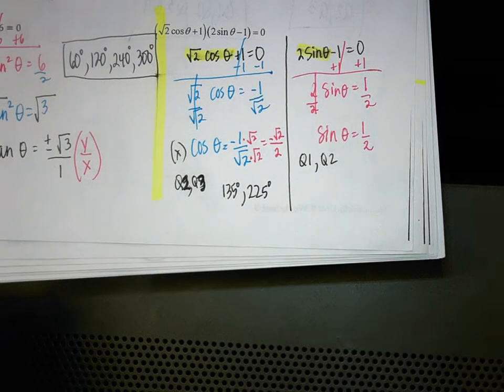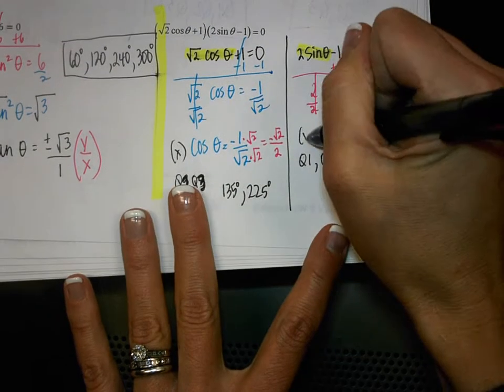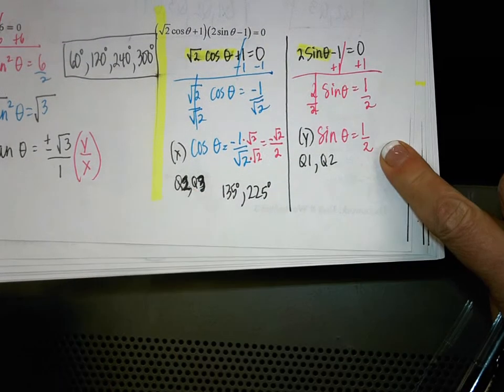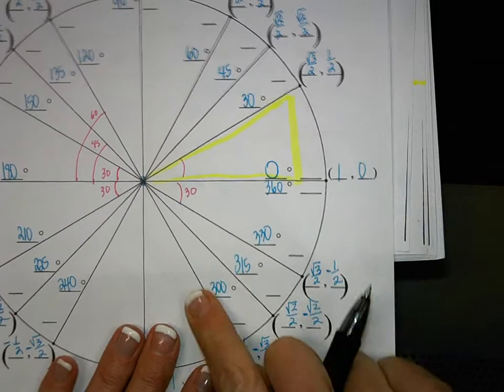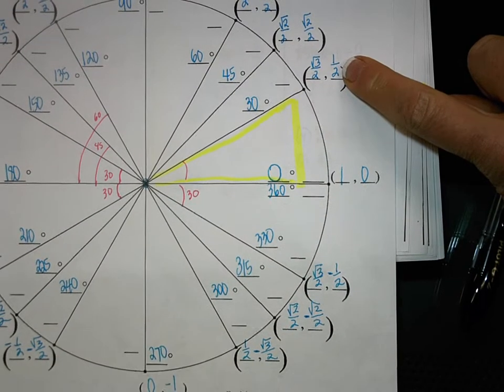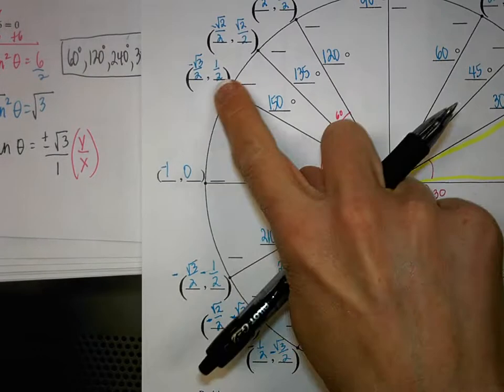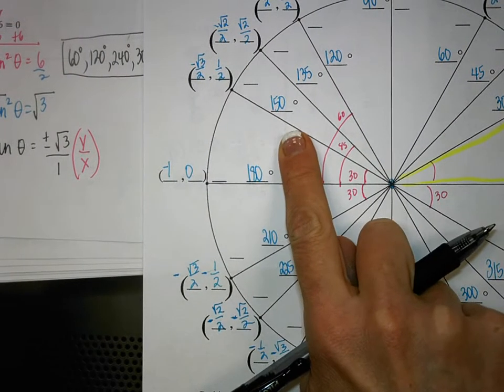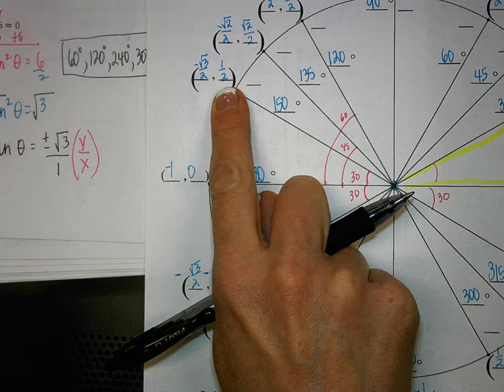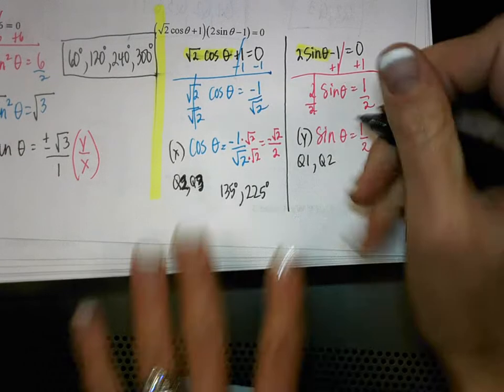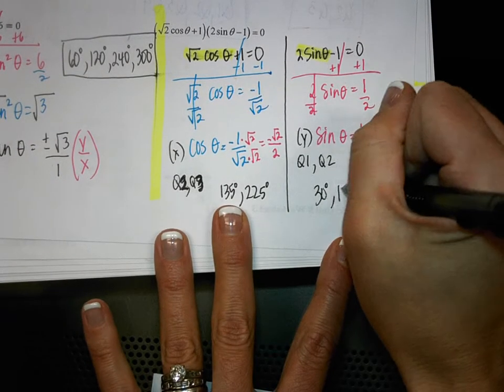And so we're looking for the y value of 1/2 in quadrant 1 and 2. So y value of 1/2 in quadrant 1 is 30 degrees, and over here y value of positive 1/2 is 150. See how the y value is 1/2 at 150. Okay, 30 degrees, 150.